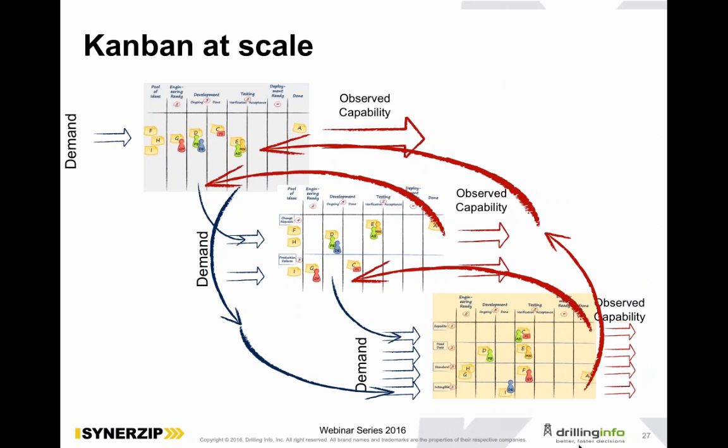And so this is kind of where we're getting to Kanban at scale. So as you can see, we have 3 different teams here, or 3 services, and they're all driving demand and moving cards around, and you're observing the capacity and the delivery rate, and understanding how many cards or requests they're taking in a certain time frame.